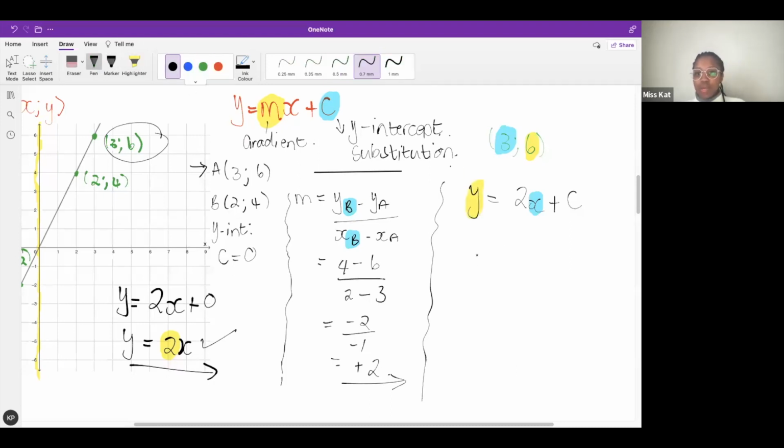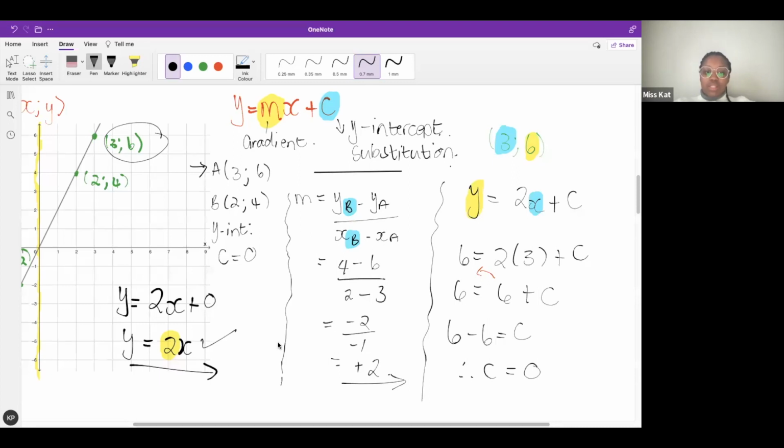Now, let's substitute. That means it's going to be 6 equals 2 times 3 plus c. So 6 is equal to, what's 2 times 3, people? 6 again, plus c. Now, if I want c to be on its own here, I'm going to have to move the 6 over. When it goes over, it becomes negative. So 6 minus 6 equals c. Therefore, c is 0. So we got the same answer, guys.